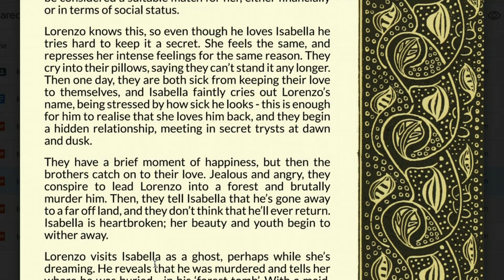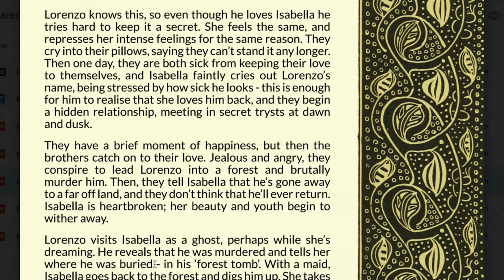So Lorenzo knows he's not worthy of Isabella from a social point of view. So he loves her, but he keeps it a secret, and he loves her from afar. She feels the same towards him, and she represses her feelings for the same reason. So there's this scene where they're crying into their pillows. It's very dramatic. They're crying and they're really sad because they can't stand to not admit their love any longer.